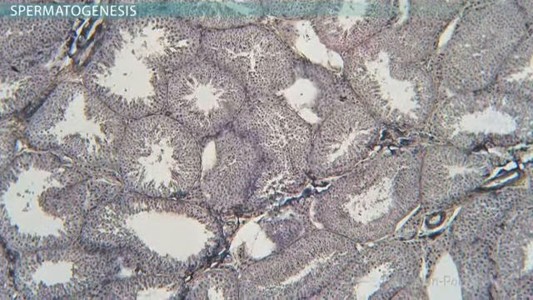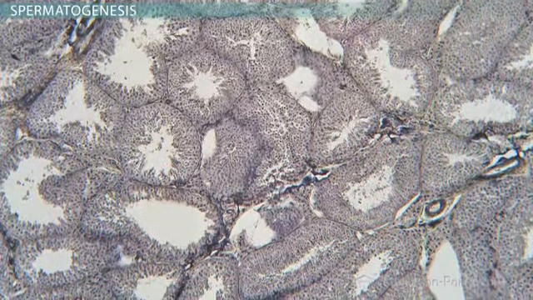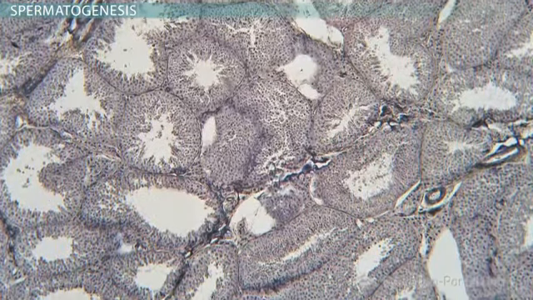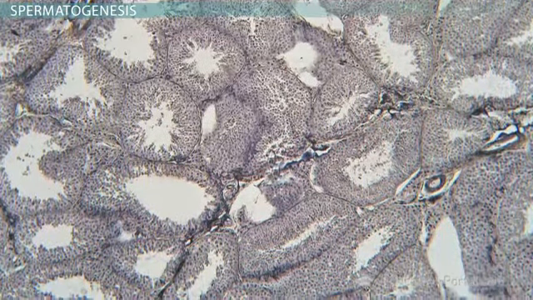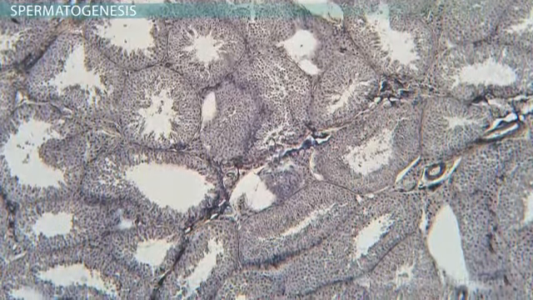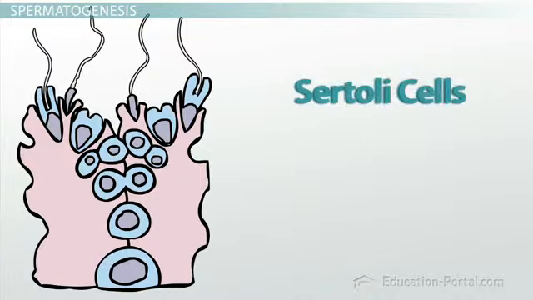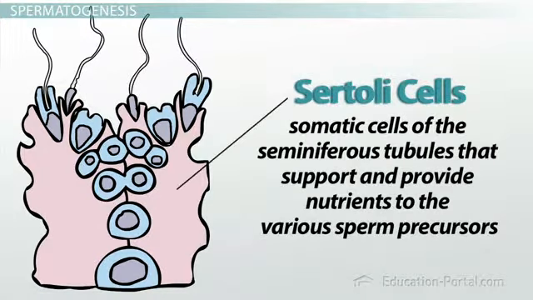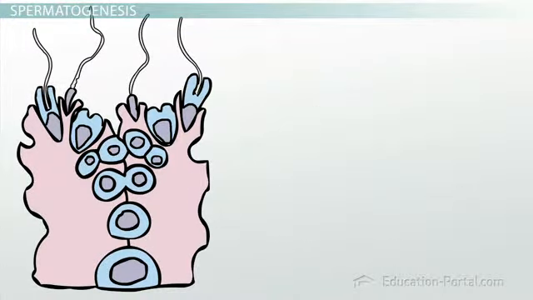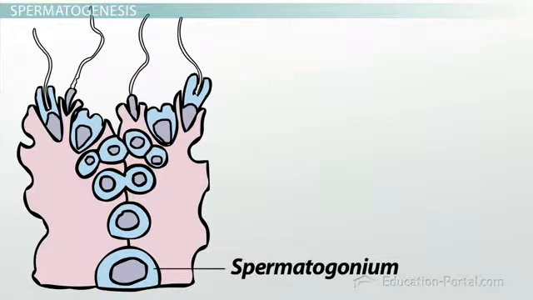Okay, now let's see how all of this works in the context of the seminiferous tubules. As you can see from this highly magnified section, the testes are packed with seminiferous tubules, which produce millions of sperm and release them into the lumens of the tubules. The tubules are lined with an epithelial layer of Sertoli cells, which are somatic cells of the seminiferous tubules that support and provide nutrients to the various sperm precursors. The rapidly dividing spermatogonium are located at the base of the Sertoli cells.